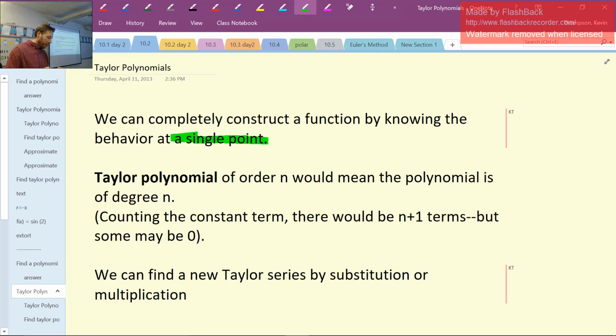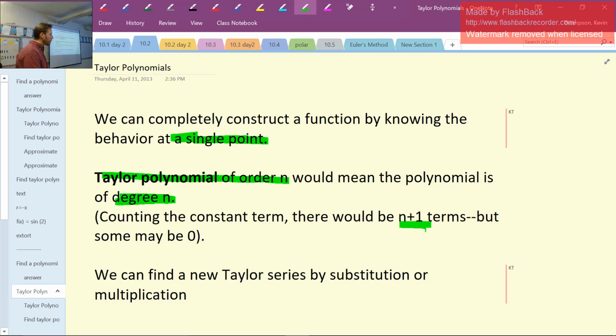So a couple things about Taylor polynomials. We'll talk about a Taylor polynomial of order n. And what that means is that the degree is n. So in that last problem, that last term was x to the fourth, right? So we would say a fourth order, or order 4. Notice, though, that there are n plus 1 terms.